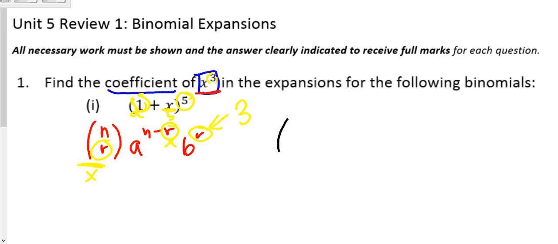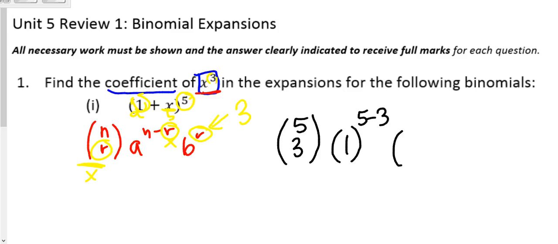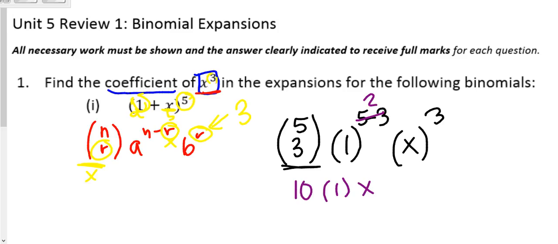So we can write this. N is 5, r is 3, a is 1 to the n minus r, and b is x positive, so I don't need to worry about the sign. I need that to be cubed. So all I need to do in my calculator is 5 choose 3. 5 choose 3 is 10. 1 squared is 1. X cubed is x cubed. So the coefficient on x cubed is 10. 10 is my answer because they are asking for the coefficient.